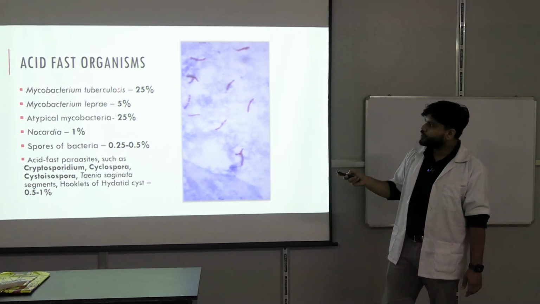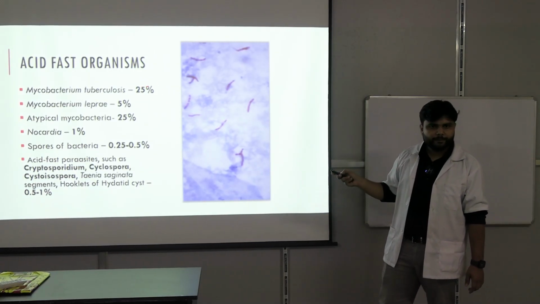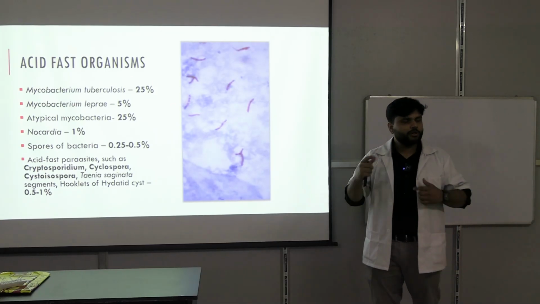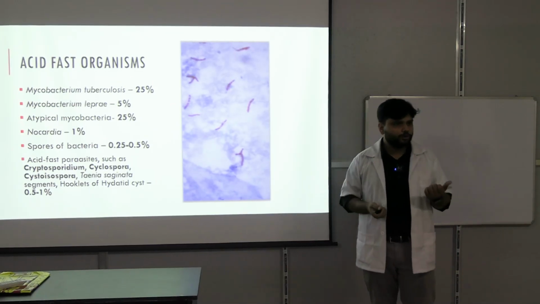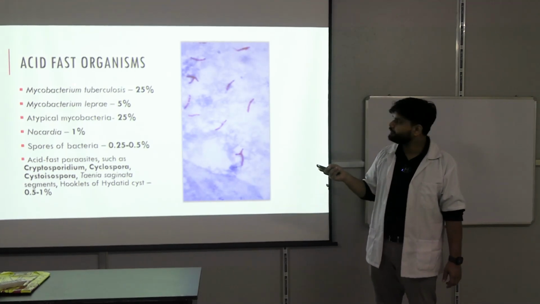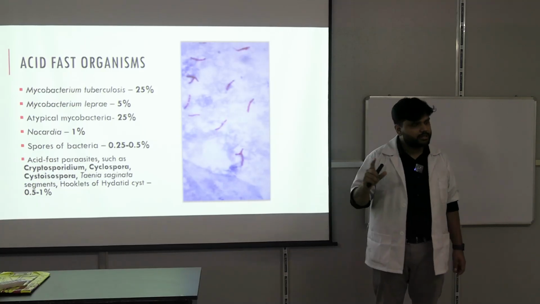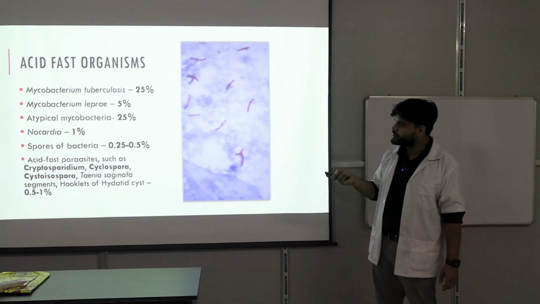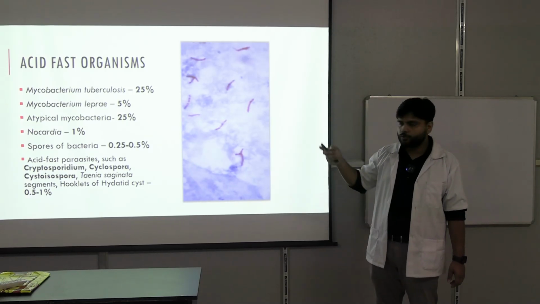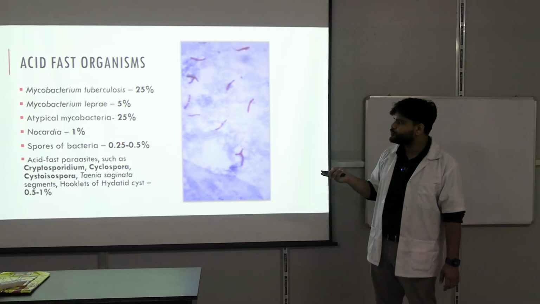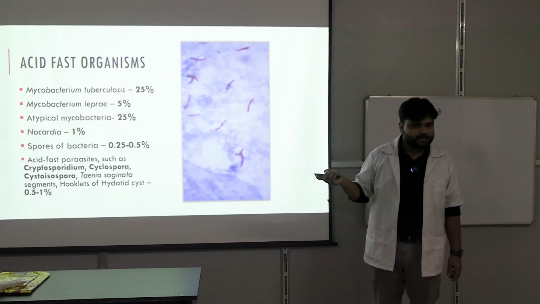So what is this 25%? Sulfuric acid, okay? If you want to look for Mycobacterium tuberculosis, then the decolorizer we need to use is 25% sulfuric acid. If you want to look for Mycobacterium leprae, then we have to use only 5% sulfuric acid. In case of atypical Mycobacteria, also 25%. Nocardia is 1%. We'll see a photo of Nocardia, okay? For spores of certain bacteria, we have to use only 0.25 to 0.5%.